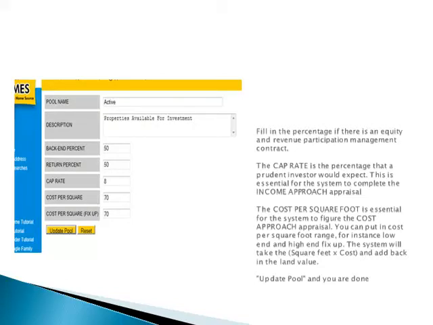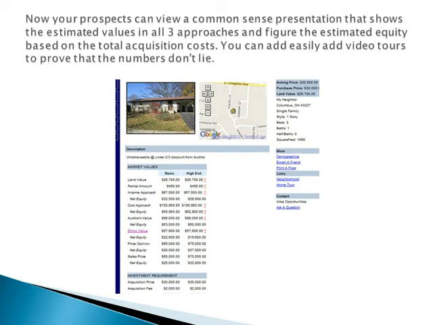And you'll put the cost per square foot. You put high end, low end. What do you think it would cost to rebuild it minus the land? And then you just click on update pool and you're all set. Once you do that, you have your presentation. You have a nice presentation that your prospects can view, given the estimates of all three approaches.